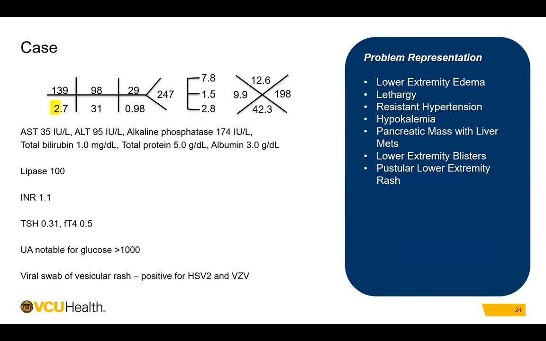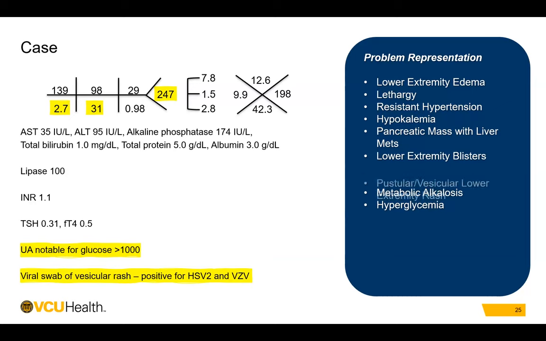Taking a look at the labs, we confirm hypokalemia. And with a bicarb of 31, I'm going to add metabolic alkalosis to the problem representation. We also have hyperglycemia in urinalysis with glucose, as well as yet another slightly different description of the rash, this time a vesicular rash. So we're going to say pustular-vesicular rash, which here in this presentation seems to be possibly a little bit different than the one he described in his history. Again, we'll have to come back to that later.